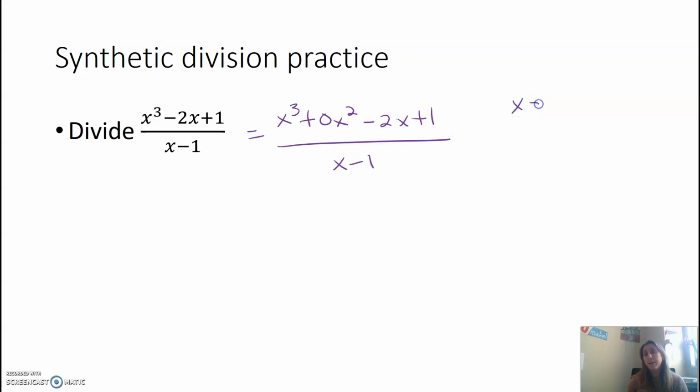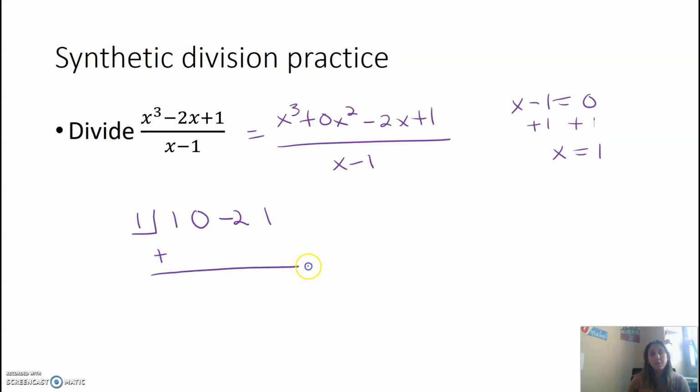And then we have to find what x minus 1 is equal to. So I'm going to add 1 to both sides, and I get x is equal to 1. So now I put my 1, and I'm going to put all the numbers from here right next to it. So I've got 1, 0, negative 2, 1. I'm going to put my plus with the line.